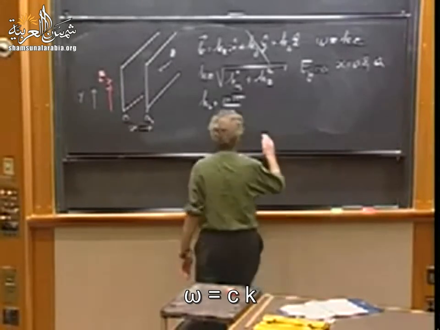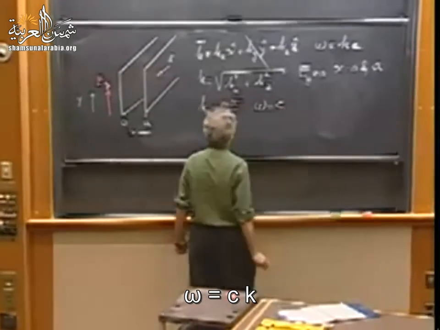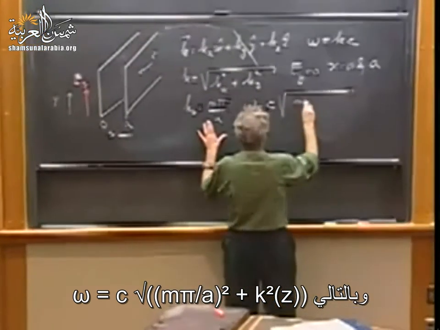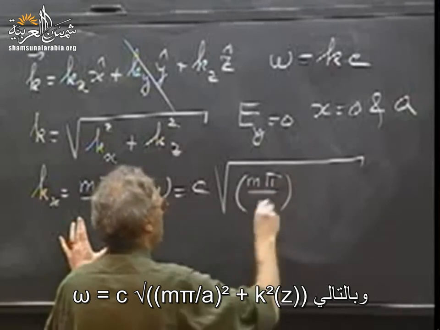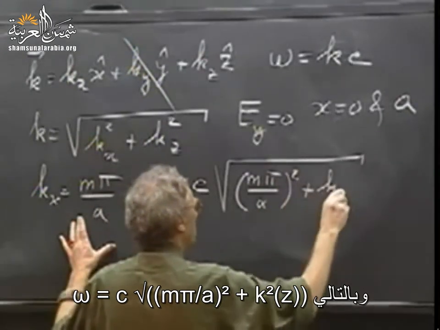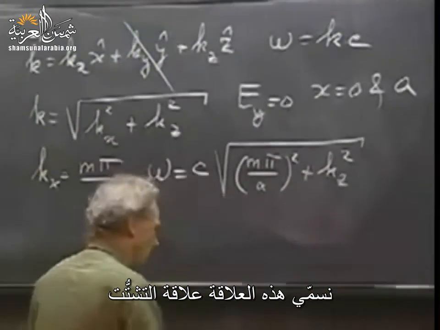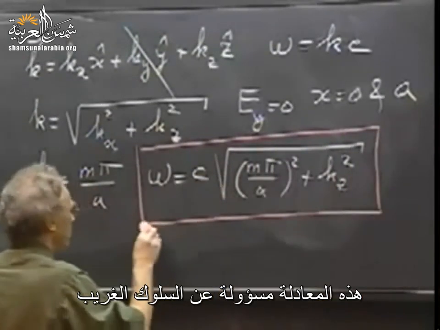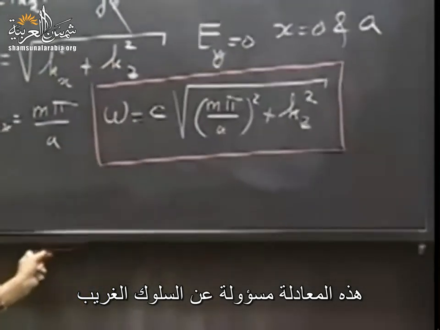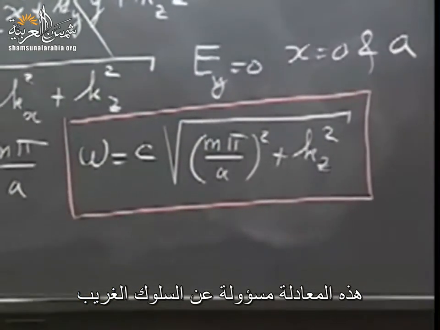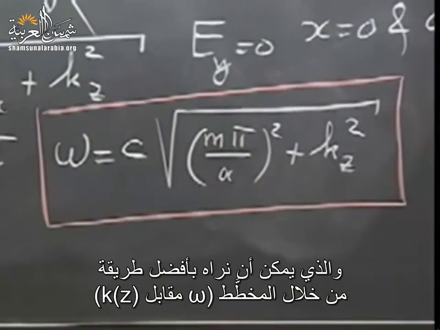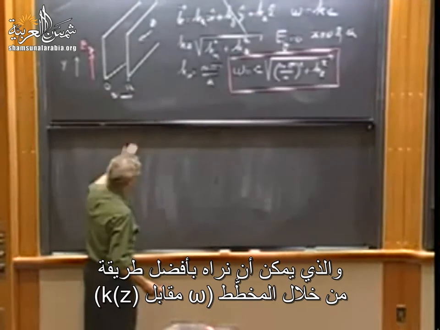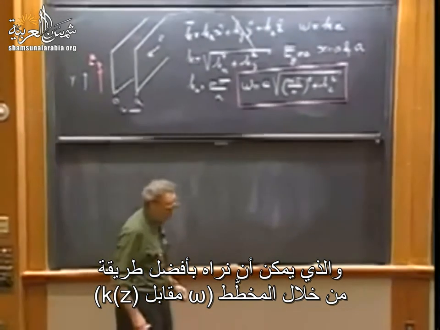And so omega will then be c times k, so is c times the square root of m pi over a squared plus k of z squared. And this is what we call the dispersion relationship. This equation is responsible for a bizarre behavior, and the bizarre behavior can best be shown in a diagram which we call the omega kz diagram.